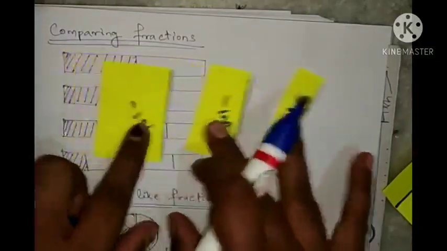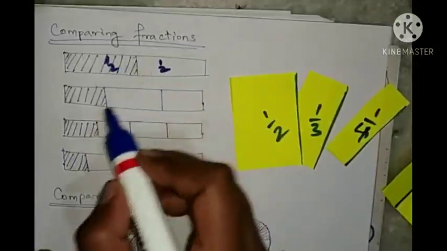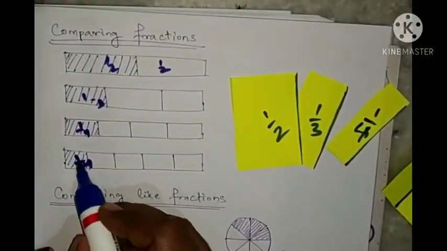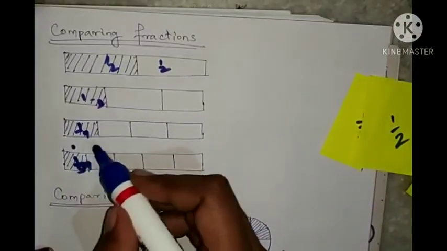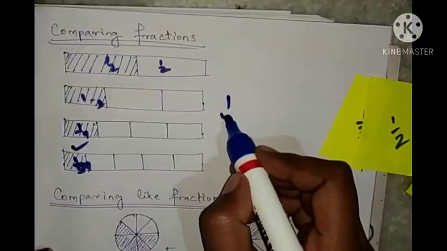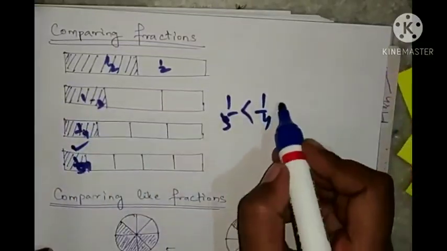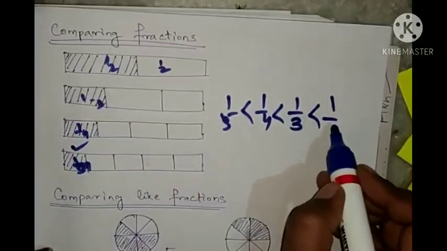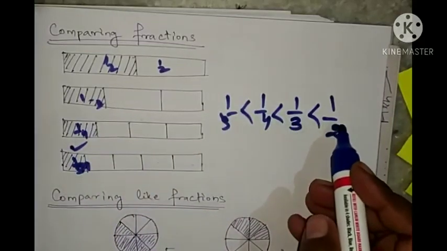Okay. So look at here. Here also we have taken this one. 1 by 2, 1 by 2, 1 by 3. This is 1 by 4, 1 by 5. By looking at the size, you can say that 1 by 5 is smaller than 1 by 4. 1 by 4 is smaller than 1 by 3 and 1 by 3 is smaller than 1 by 2. So like that we can compare fractions.